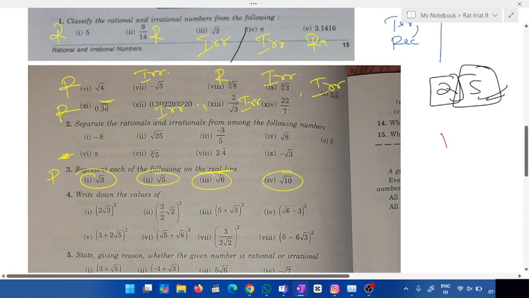22 by 7. What about 22 by 7? Rational. It's in the form of P by Q, rational.